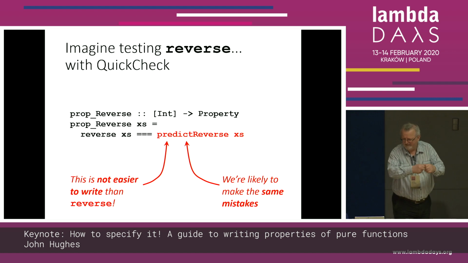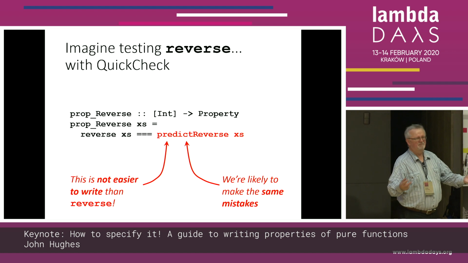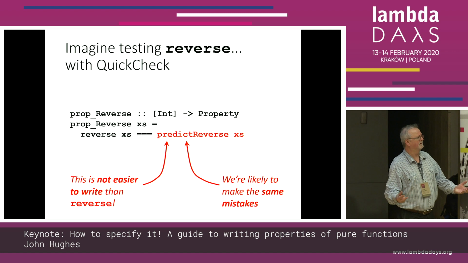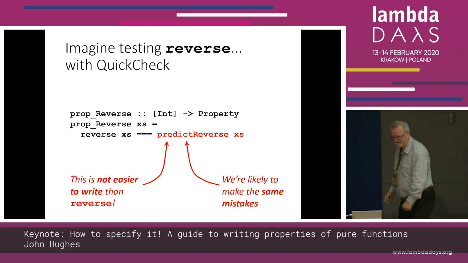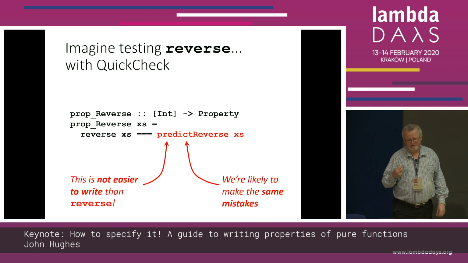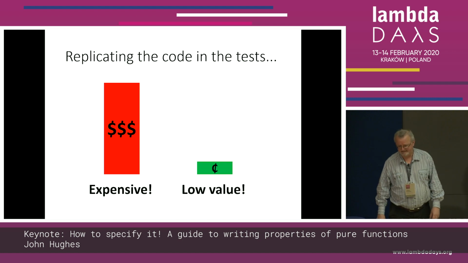I've gone to all this trouble of writing a property. And it's like back in high school when you did lots of algebra and you proved that 0 equals 0. Right? It's not actually going to be a good test. And this is something that people encounter all too often when they try and write property-based tests. They replicate part of the code in the tests. That's expensive, because you do the same work twice, and it's low value, because you probably won't find your bugs.